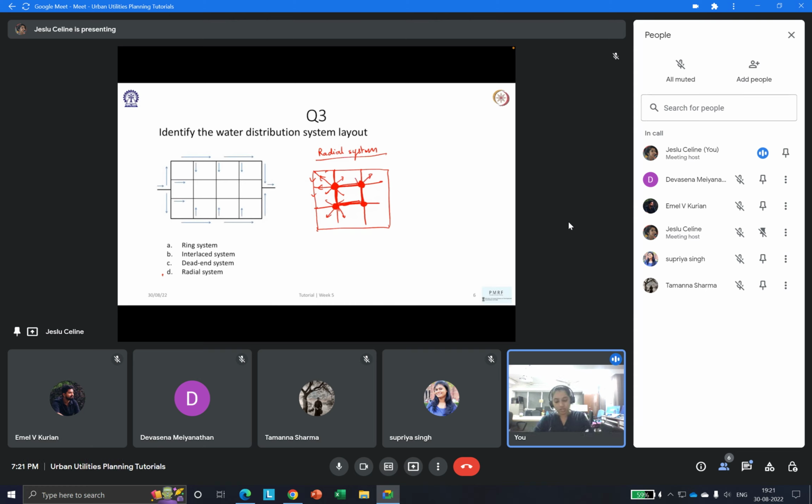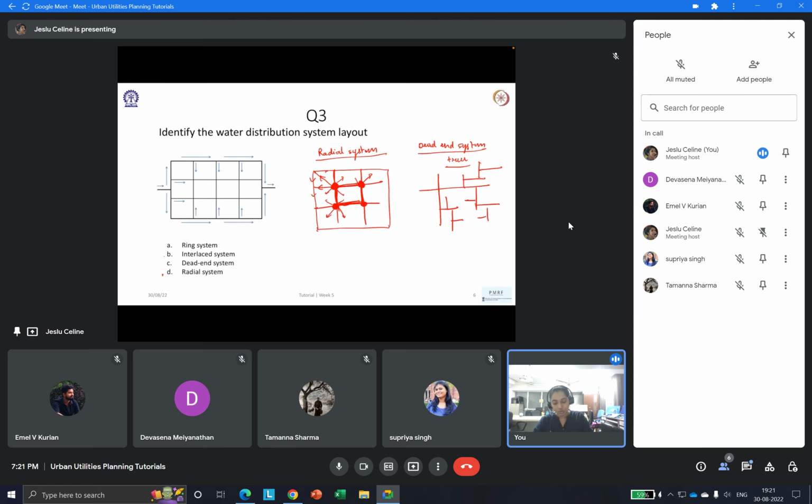Then you have the dead end system, also known as the tree system, where you have mains and something branching out of them. So this is also a branching system. You have a main and then different branches coming out of that.